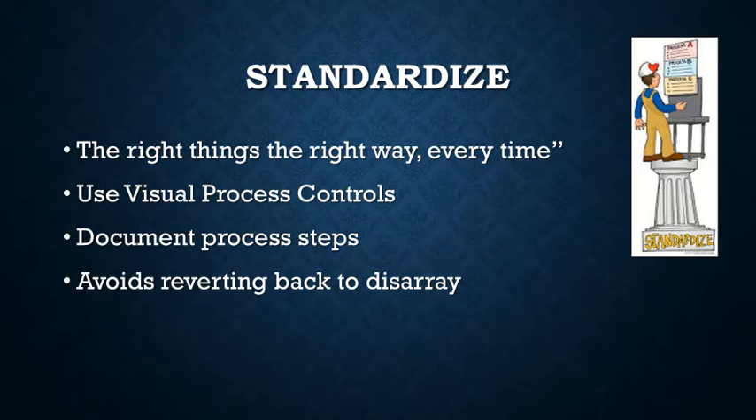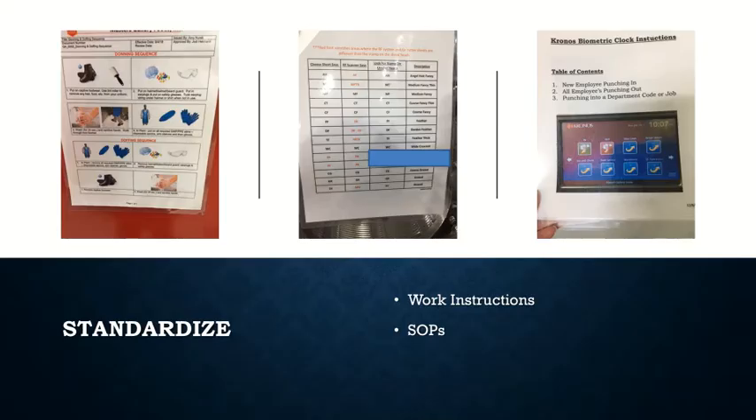So we just simply glance at a piece of paper nearby our workstation, and then we're able to see what exactly we should be doing. Also, we need to document the process steps, and this also helps us avoid reverting back to any other processes that we had before. So if we have a standard process, that's the one we always use. We don't end up going back to an old process where it was maybe choppy or not efficient. So here's some work instructions.